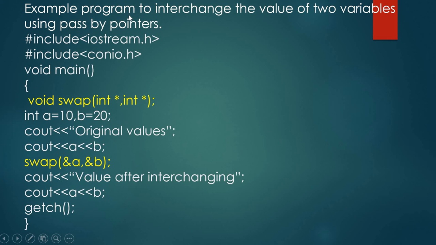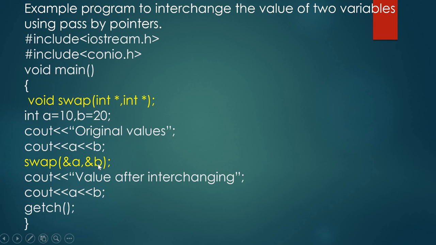That is, in pass-by pointers, in the function call the ampersand symbol, and in the function declaration and function definition the star symbol or pointer symbol will be there. See here, A is equal to 10, B is equal to 20. The original values will print 10 and 20. Here we are passing the address of A and B.